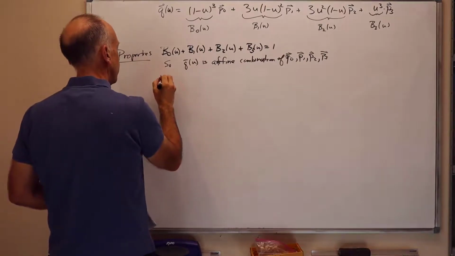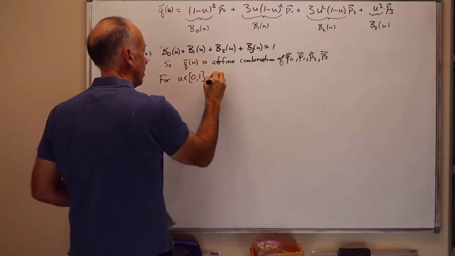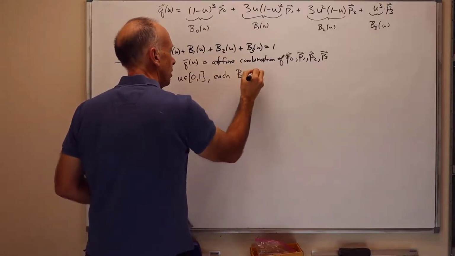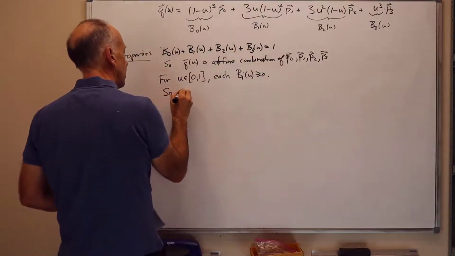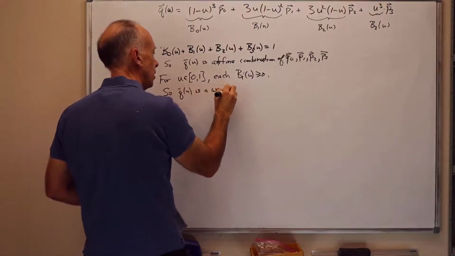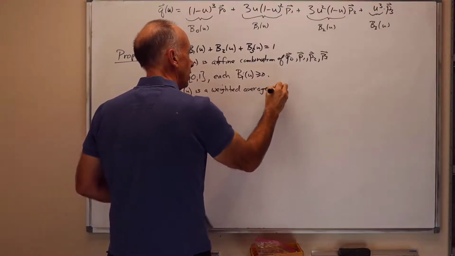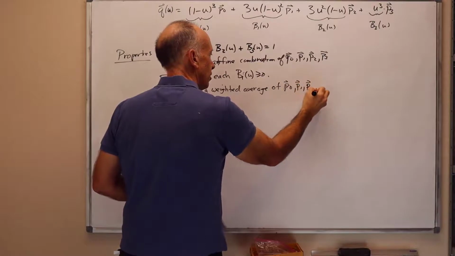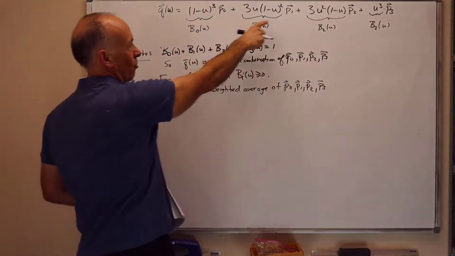Second, for u in the interval [0, 1], each Bi of u is greater than or equal to 0. So in this case, Q of u is a weighted average of P0, P1, P2, and P3. And that's easy to check just by the forms of the formulas there.